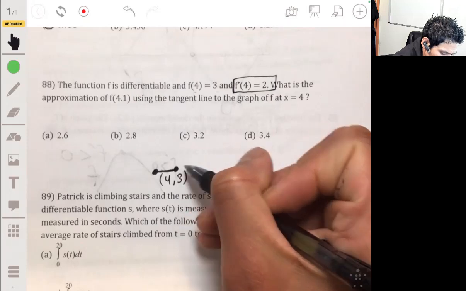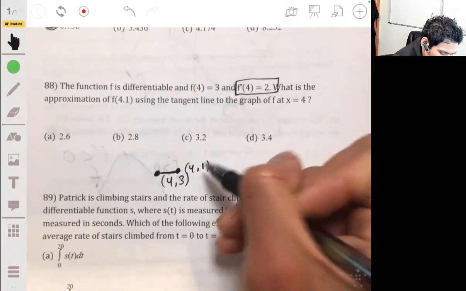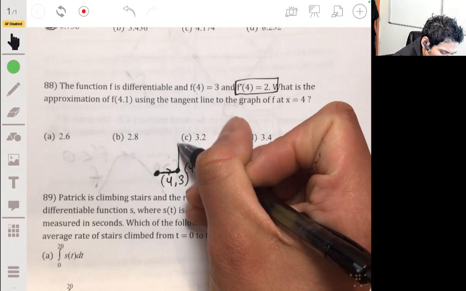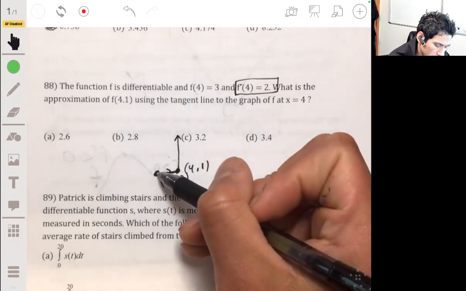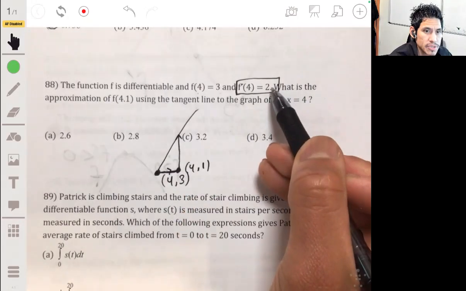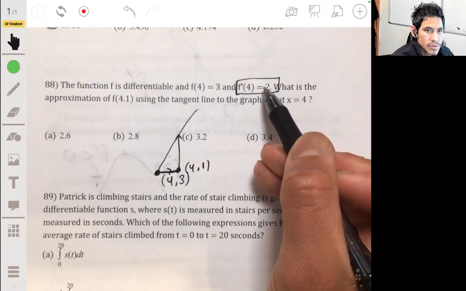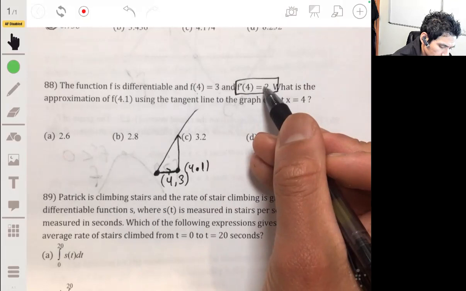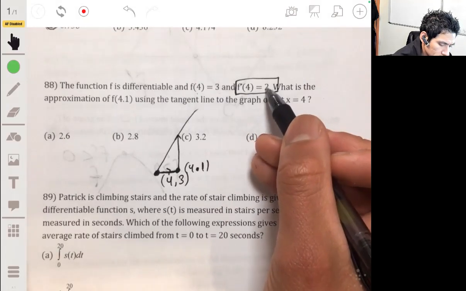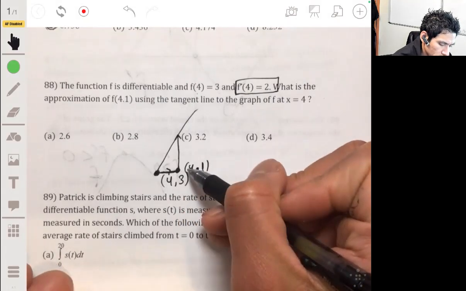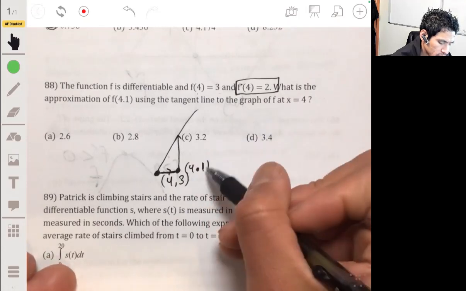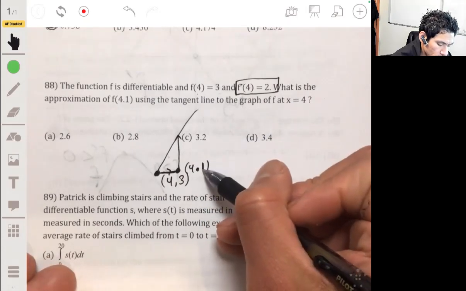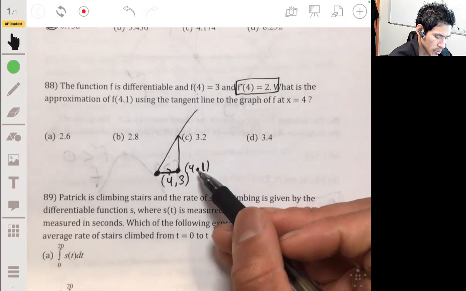So you're going to be at 4.1, but you want to know how much up you go. We know we're going up because the slope is 2. The logic is you're going up 2 units per every full unit. You're going up at a ratio of 2 over 1. So you're going up essentially 0.2.